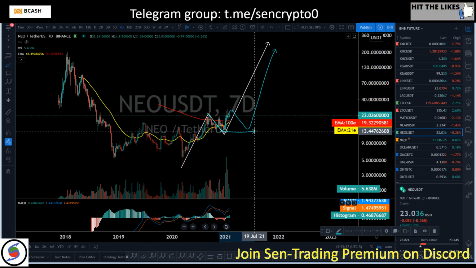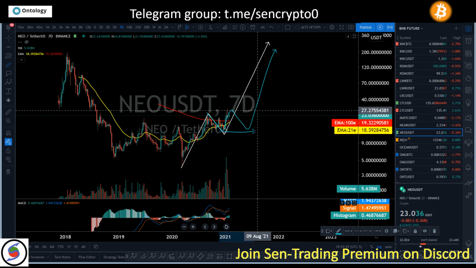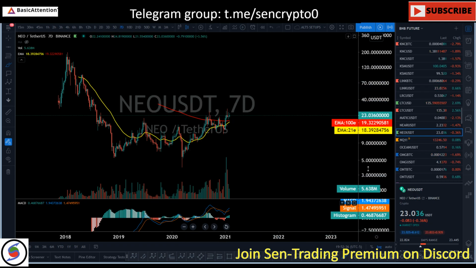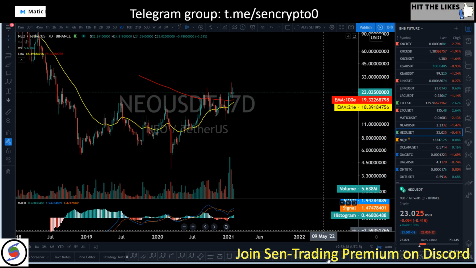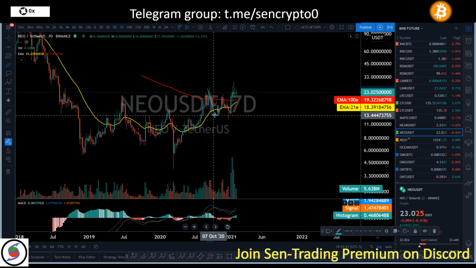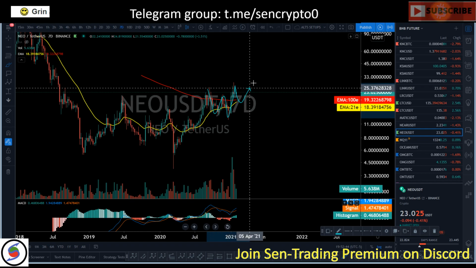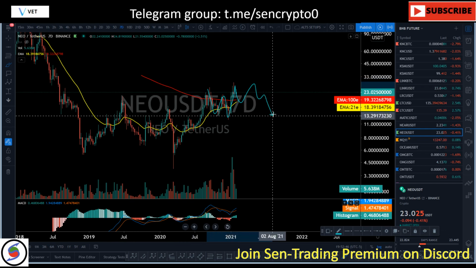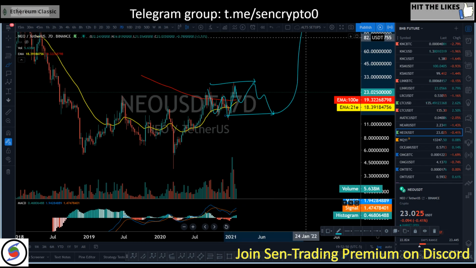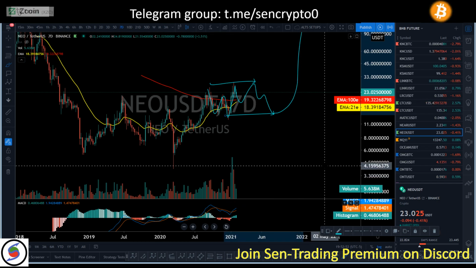Just in case we get a dump, right, and NEO retests like $15, $13 and so on, it's not going to change anything about the upside potential. Because the move we got right here could also be a potential flat correction where we get this move right here, 3, we get this 3 also, and get another move right here where NEO is going to be correcting all over the place before giving us the big move to the upside, just like BNB.